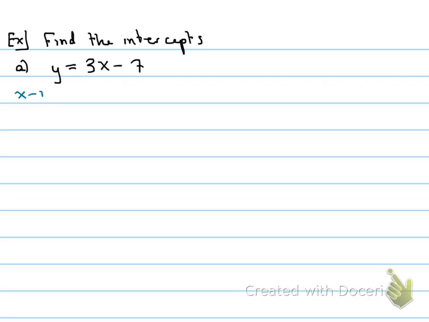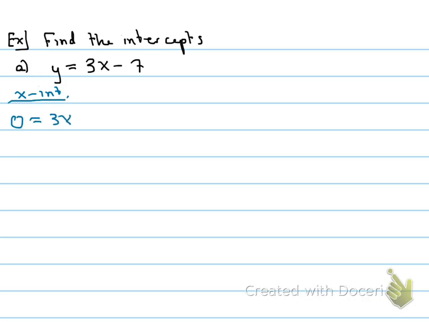Alright, so now we're going to do a few examples with intercepts. We want to find the x and the y intercepts. Our first example is y is equal to 3x minus 7, and we want to find the x-intercept. So remember that your x-intercept is written as a number comma 0. And so what we want to do to find this is we're going to plug 0 in for y.